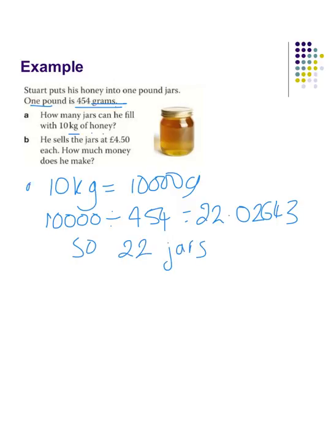The next part of the question, B, he says he sells the jars at £4.50 each. How much money does he make? So straightforward calculation, 22 times £4.50, which will give us, I think if I remember rightly, £99.